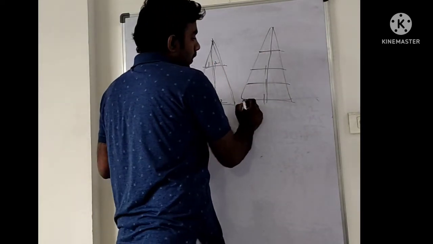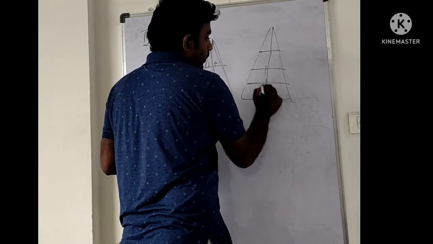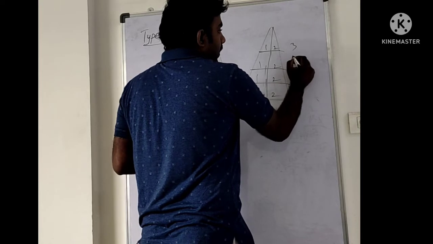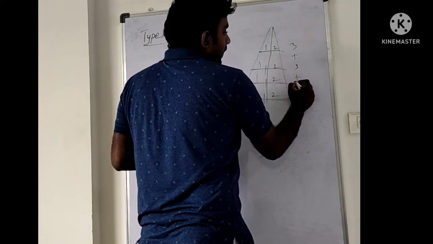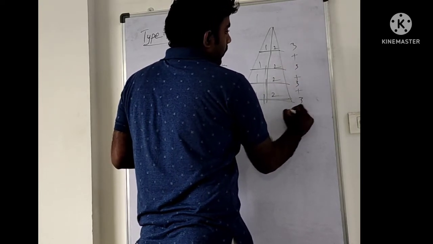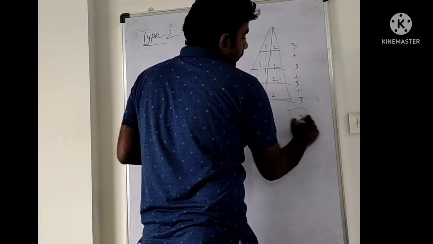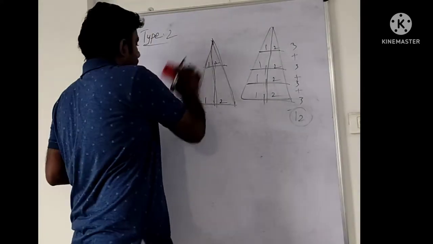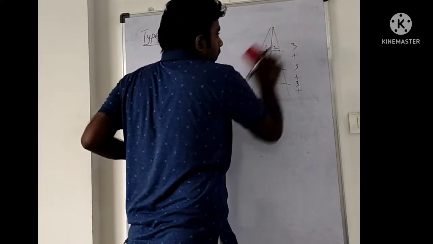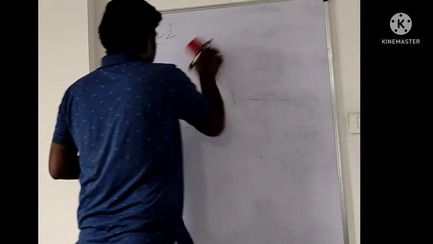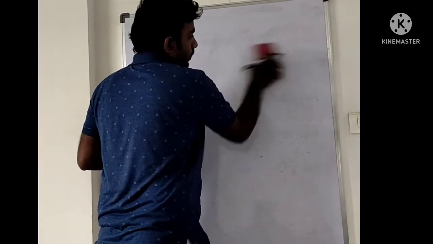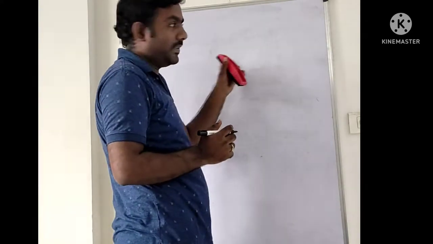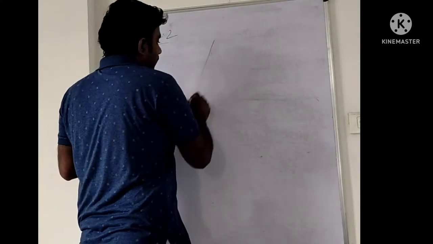Similarly here, 1, 2; 1, 2; 1, 2; and 1, 2, which means 3 plus 3 plus 3 plus 3. Total 12. In this, the total number of triangles is 12. Okay, we can move to the third type. Sorry, one more type of question will be asked in this type of exams.